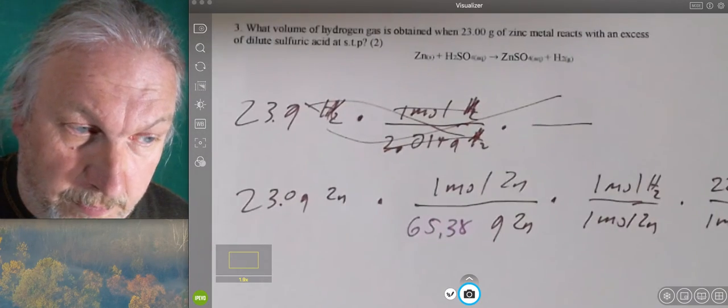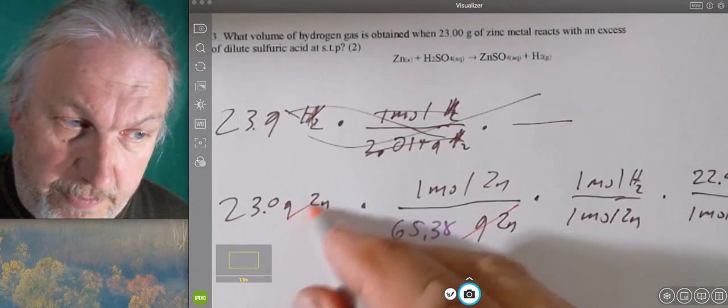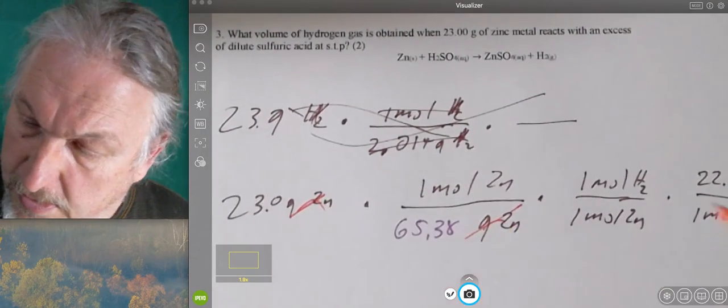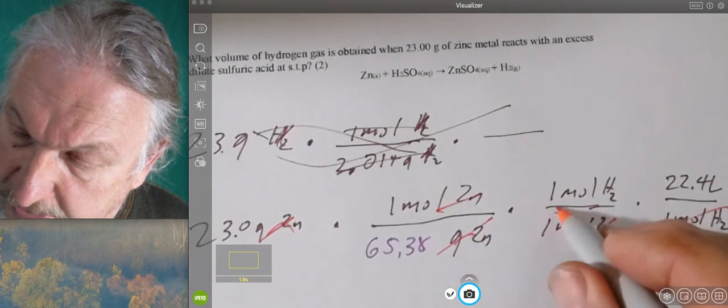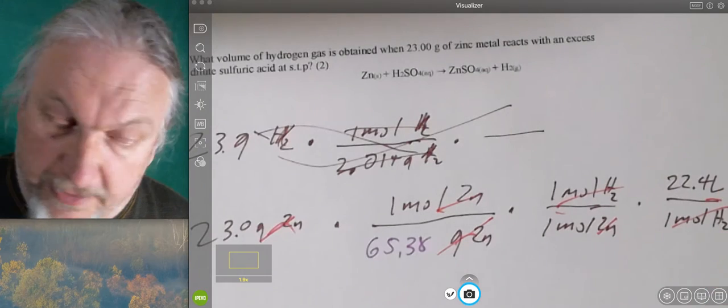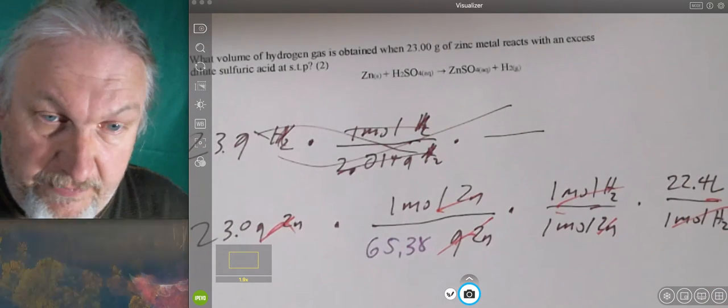I started with grams of zinc, so I can cancel out grams. I've got moles of zinc now, and I can cancel that out. I've got moles of H2, and that's going to leave me with liters of H2. So let's get a little calculator here and see if we can get this right.